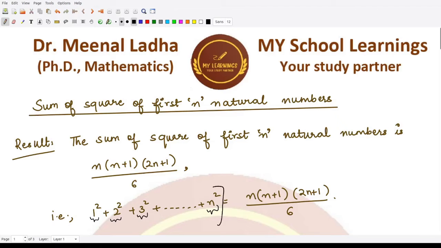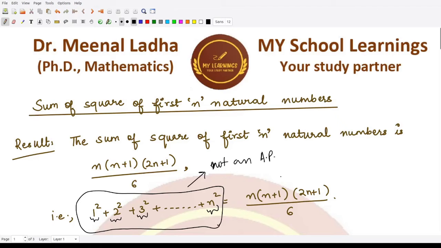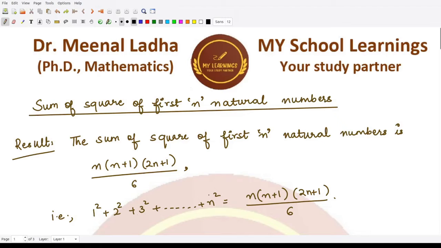Why is it important to have such formulas? Because this kind of series is not making any particular form. It is not an AP, not an arithmetic progression, and it is not a GP as well, because we do not have a common difference which is constant, and we do not have a common ratio which is constant. So we have a formula to calculate this sum, and it is given by n(n plus 1)(2n plus 1) divided by 6. How did this formula come into existence?